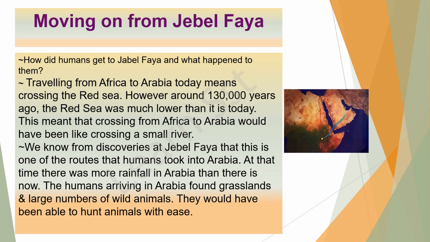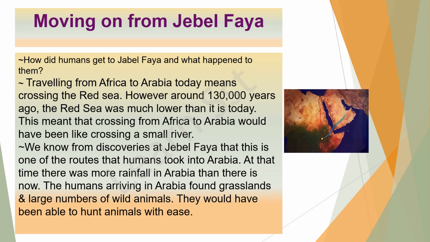We know from discoveries at Jebel Faya that this is one of the routes that humans took into Arabia. At that time, there was more rainfall in Arabia than there is now. So here we don't have in UAE much of rainfall the way it was earlier in UAE, say 1,30,000 years ago. How it was greener and better, it is not anymore the same now.